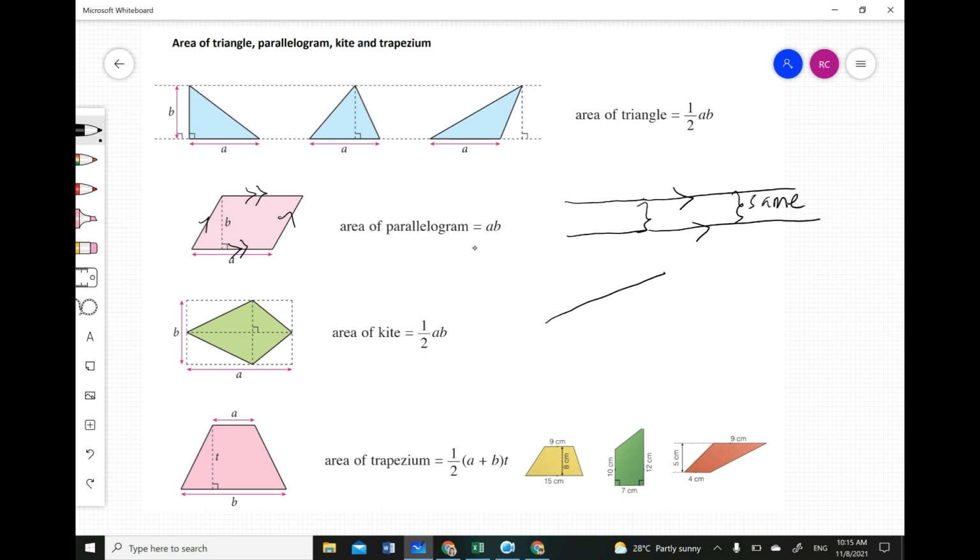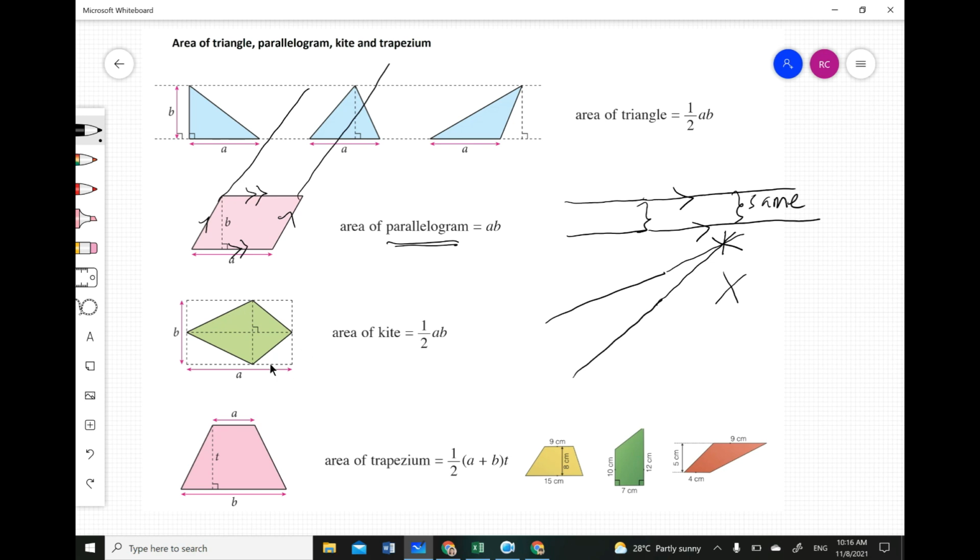If I have a line like this, okay, you see when I extend the lines, they will meet at the end. They will meet over here. So this kind of line is not a parallel line. A parallel line will never meet. So over here, when you have a parallelogram, it means that you have 2 pairs of parallel lines. This is the first pair over here. This is the second pair. So you can see when you extend the lines, they will never meet at the end. So we call it a parallelogram.